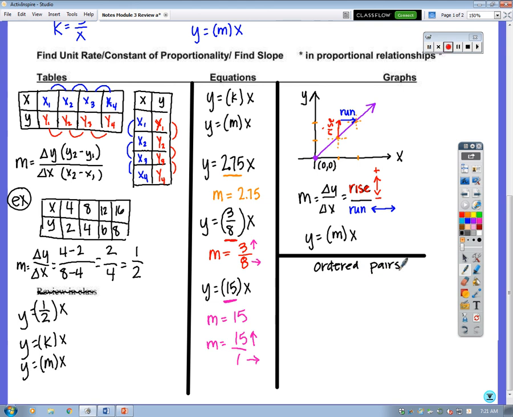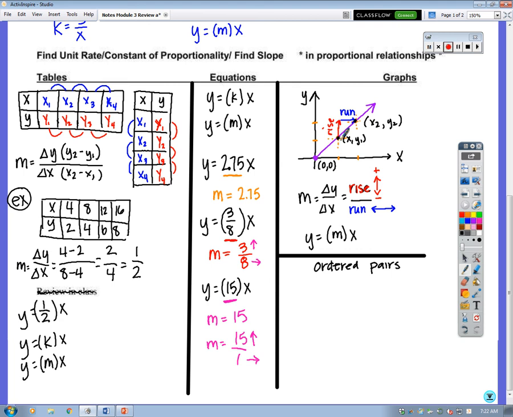So we're just going to take a little side trip here and talk about ordered pairs for a second. And so ordered pairs you can pull from a table, right? This would be an ordered pair. You can pull from a graph. These would be your ordered pairs, right? x1, y1, x2, y2. So these are ordered pairs also, right? Or they might just give you a pair of numbers and tell you to find the constant of proportionality or the slope.